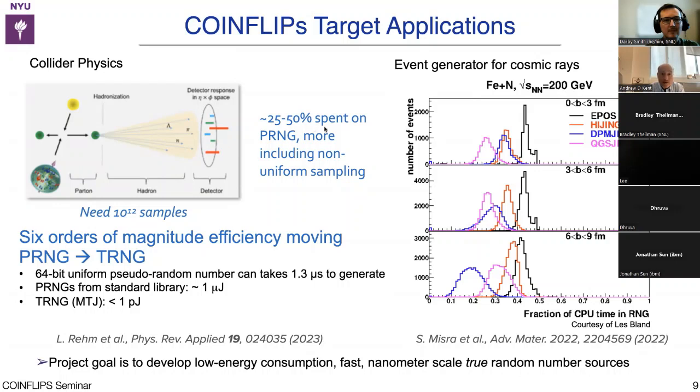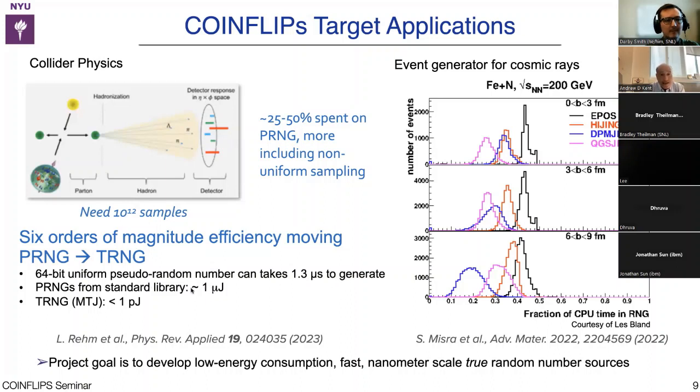25 to 50% of the time is spent on generating pseudo-random numbers, and more is needed if you need to create non-uniform or specific samples. And the same is true for these cosmic ray events. The smaller this impact parameter, the more time, up to 50% of the time, is needed, depending on the method of calculation. I'm told that for a 64-bit uniform pseudo-random number, it can take 1.3 microseconds to generate.